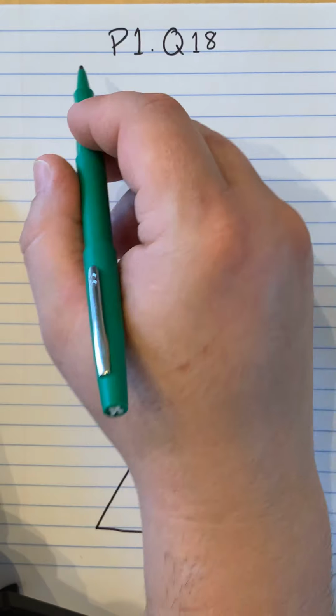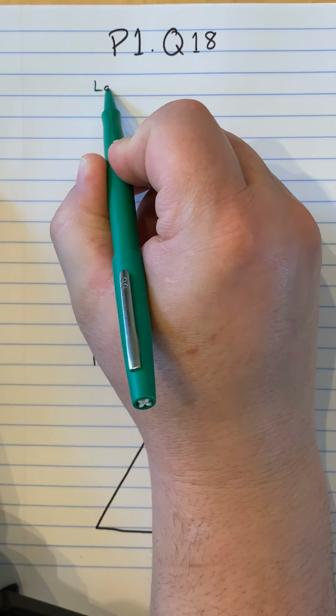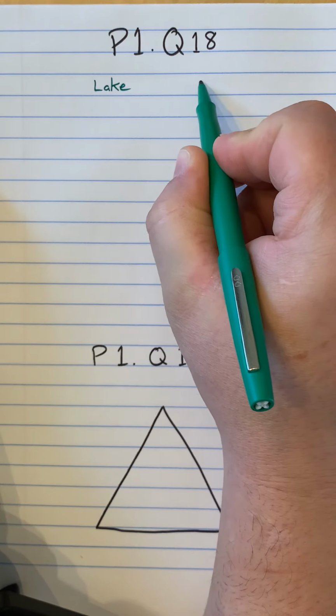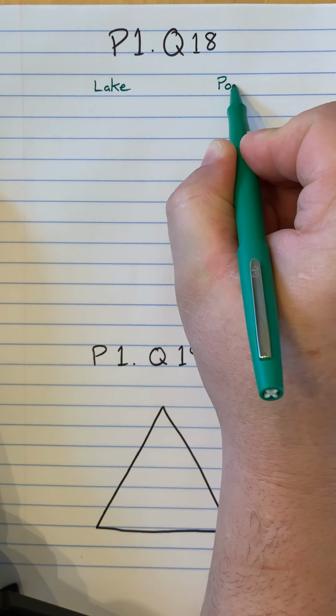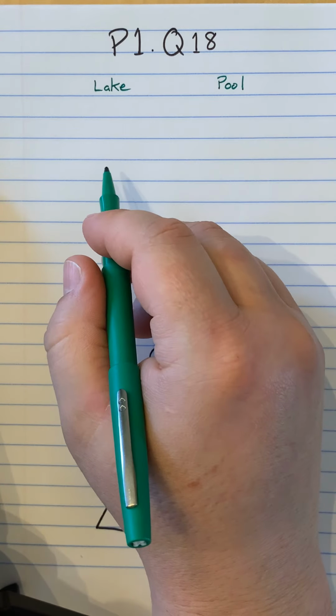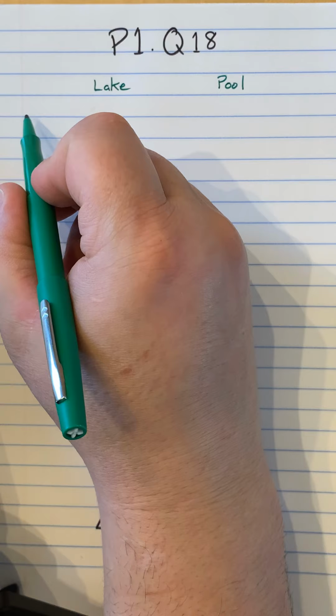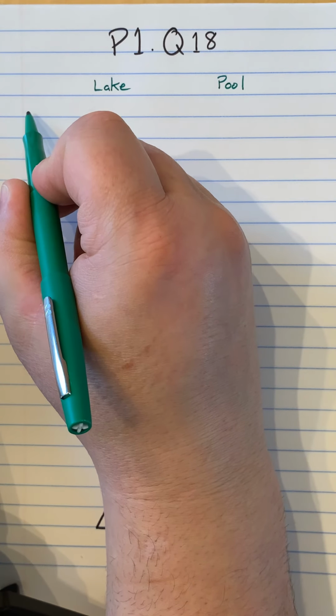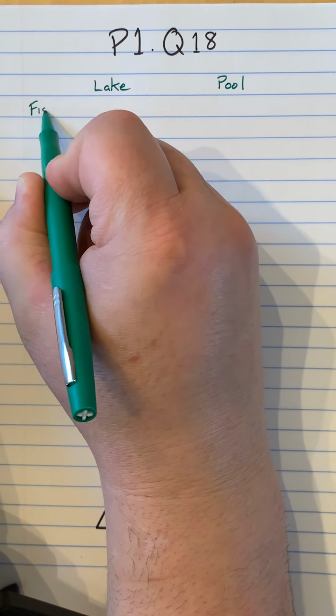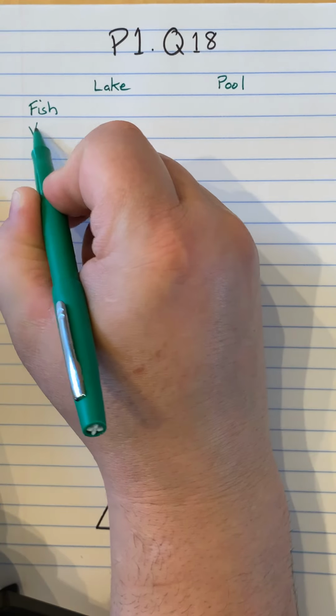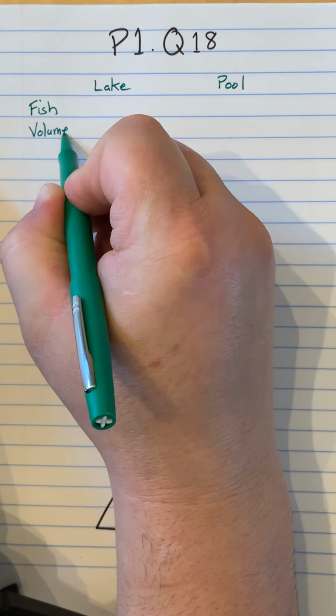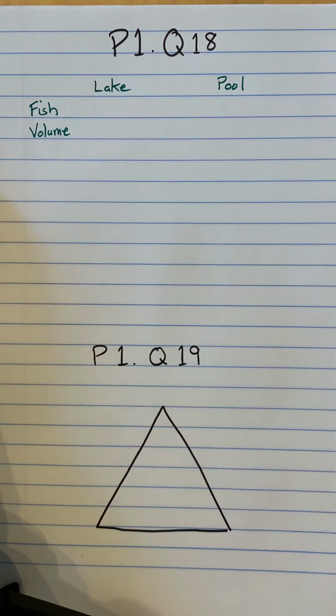The first thing we're talking about is a lake and a pool. And we're talking about two aspects of that lake: the number of walleye, which is fish, so the number of fish, and the volume of the lake. Now, if we can fill in these numbers carefully, we can set ourselves up a proportion.